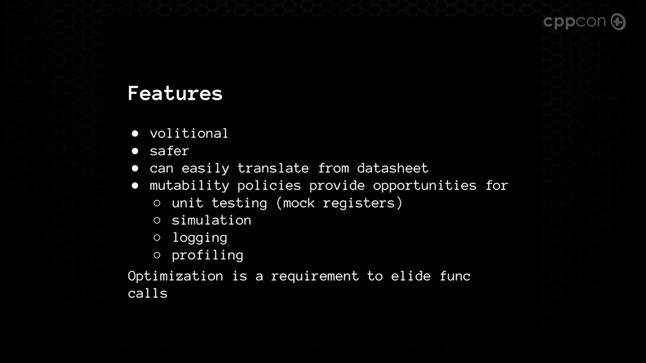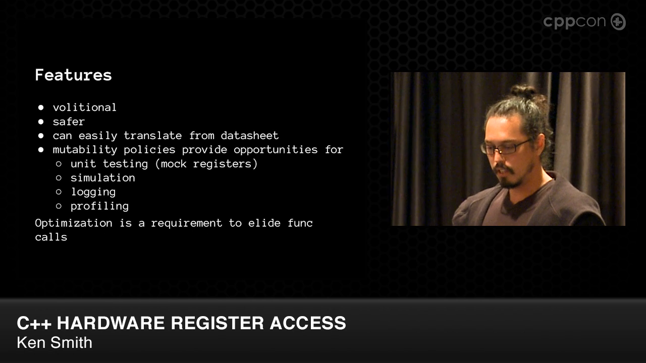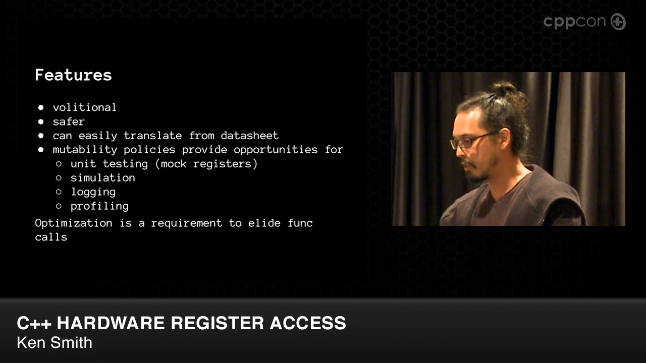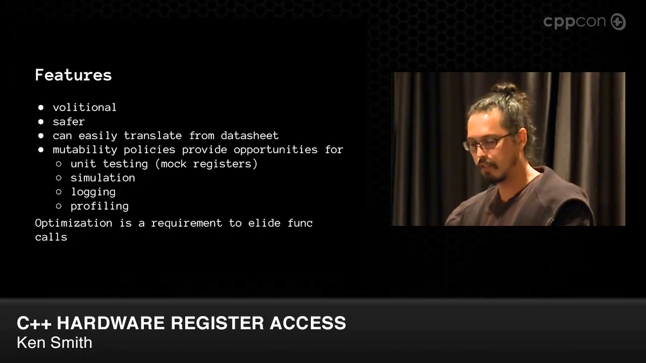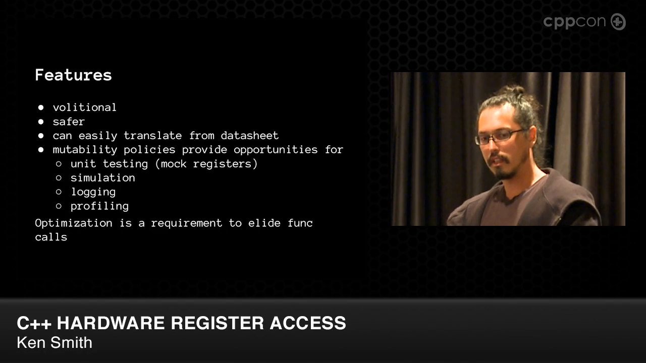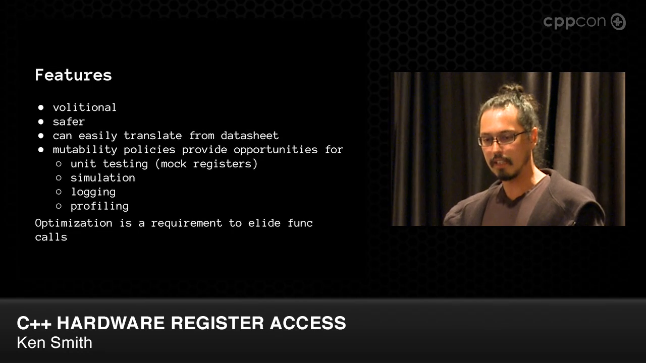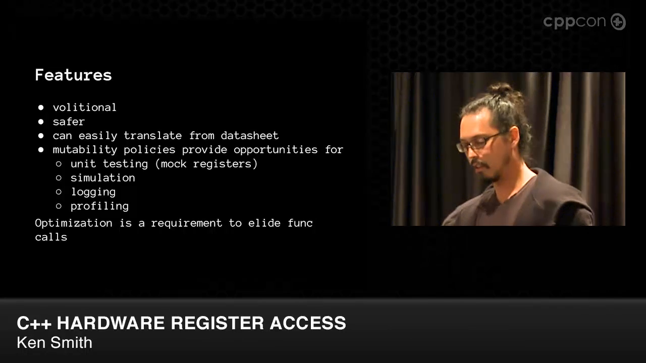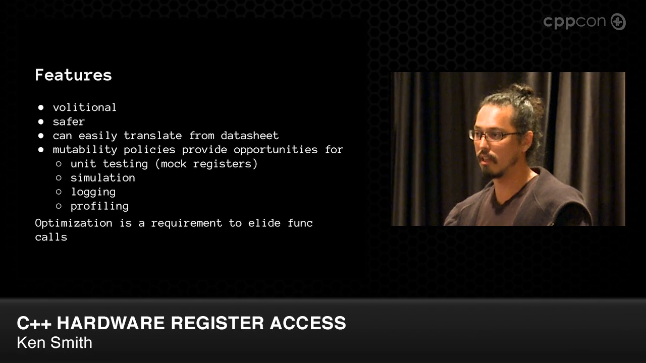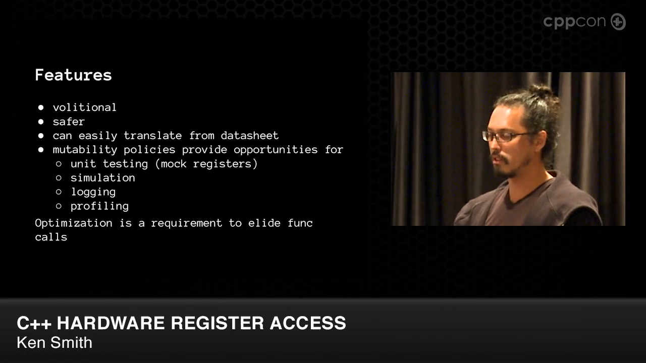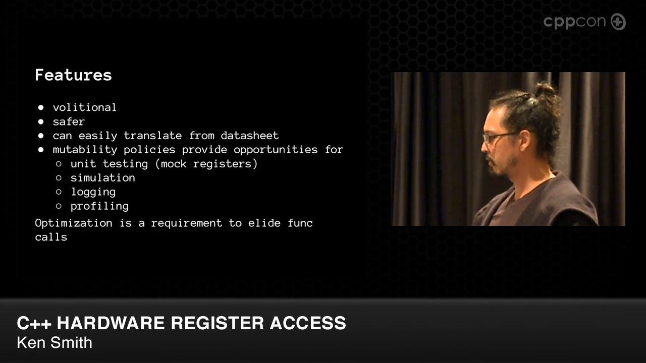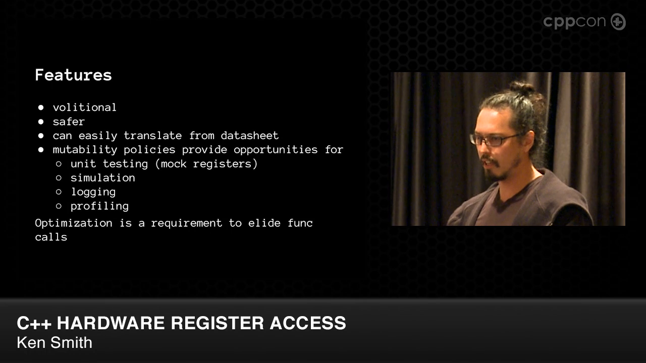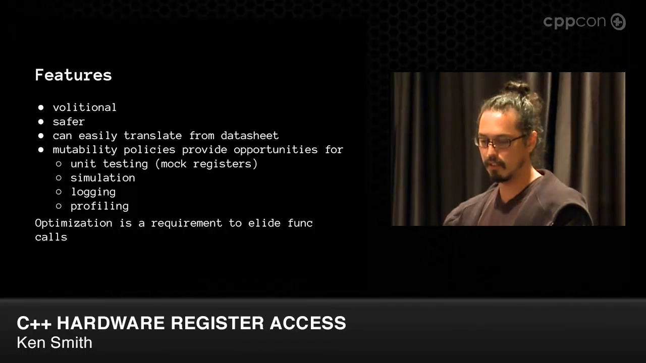And most of the time, when you're dealing with memory mapped I/O, it could be safety critical, of a car or some kind of medical device. So here are a couple things that I like to point out. Not only is it volitional, it's safer, and you can easily translate what you're seeing in the data sheet to what you write in the code using namespaces to say, okay, this peripheral has this register, has this field, and you can have that look like the data sheet as much as you want to go there.